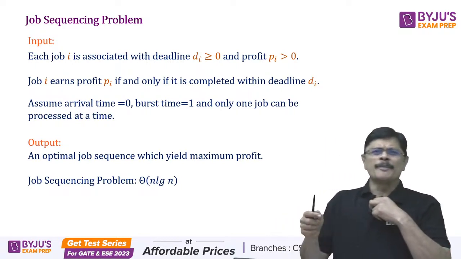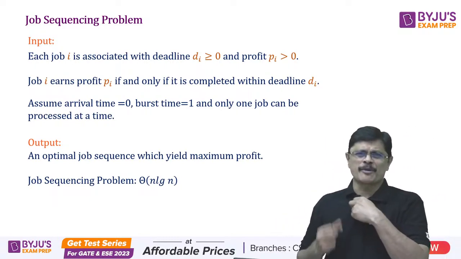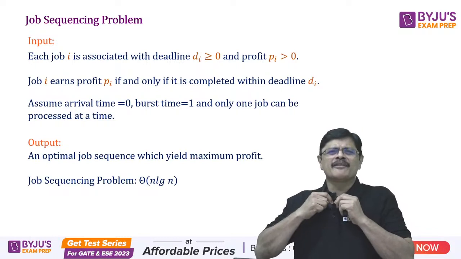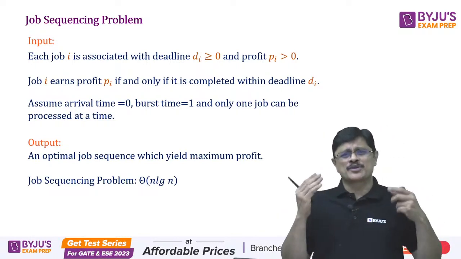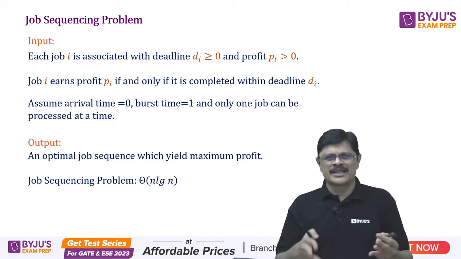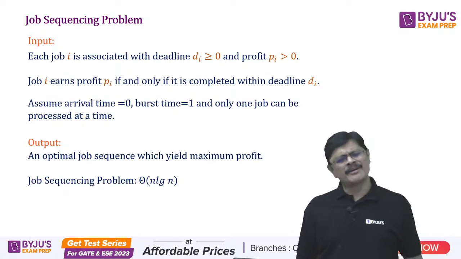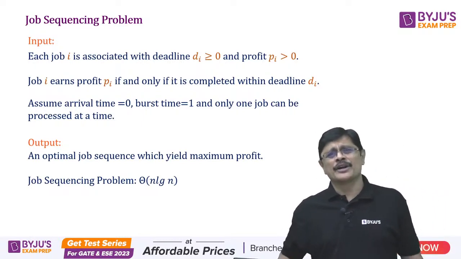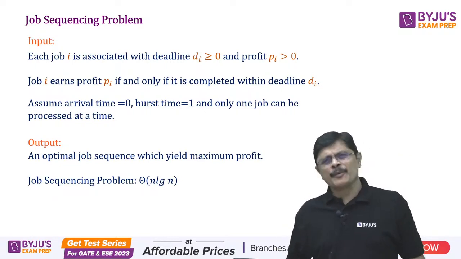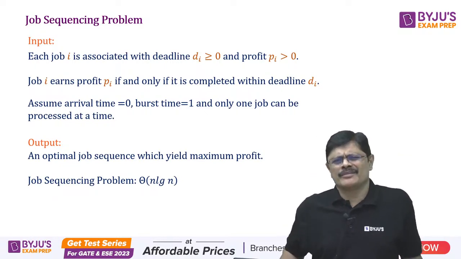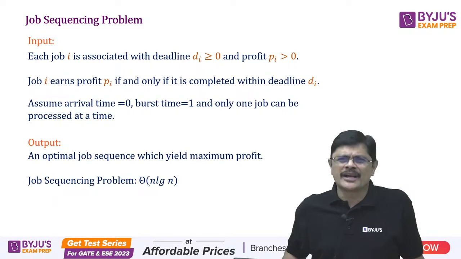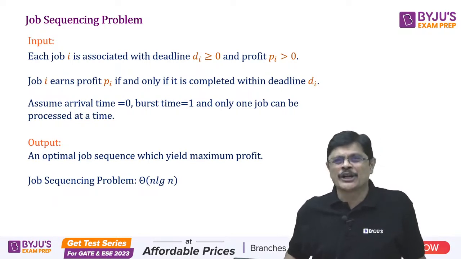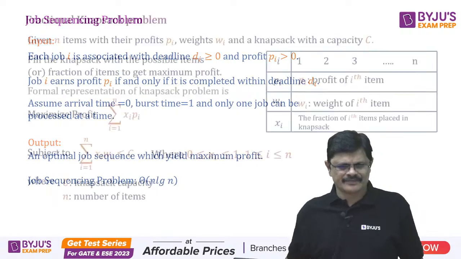So we need to find the optimal job sequence which gives you the best profit. Sometimes they ask you questions like which jobs cannot be performed, which jobs can be performed. This type of question can be asked for this job sequencing problem. And of course here also, sorting these jobs according to their profits would give you the solution. So the time complexity would be sorting those n jobs according to their profits, and that would cost you theta n log n, my dear friends.